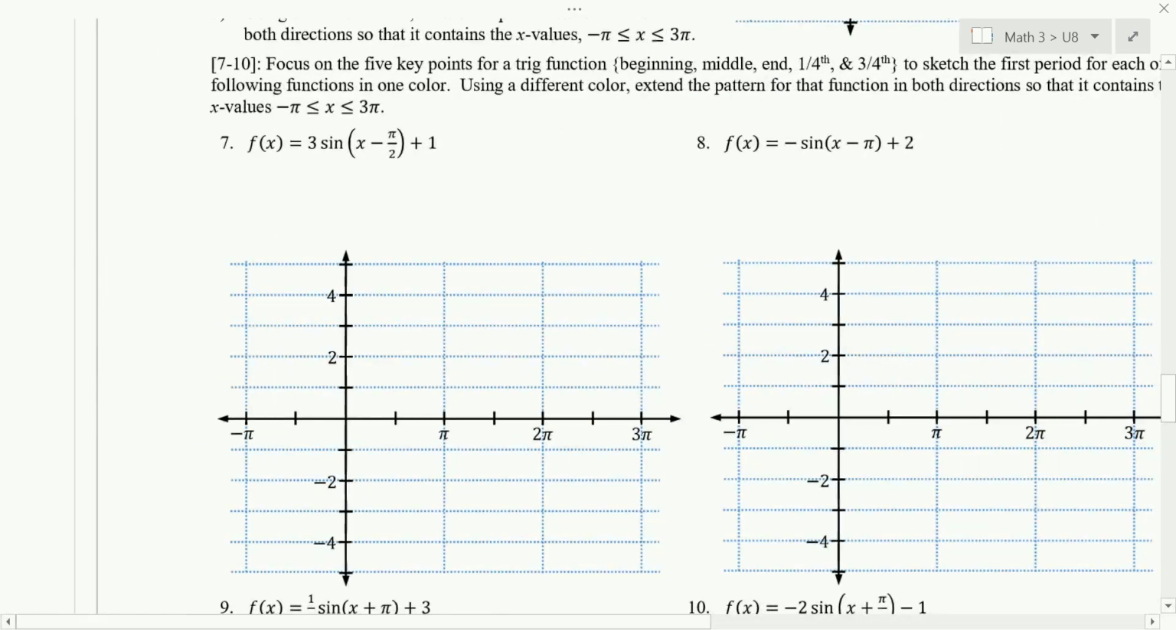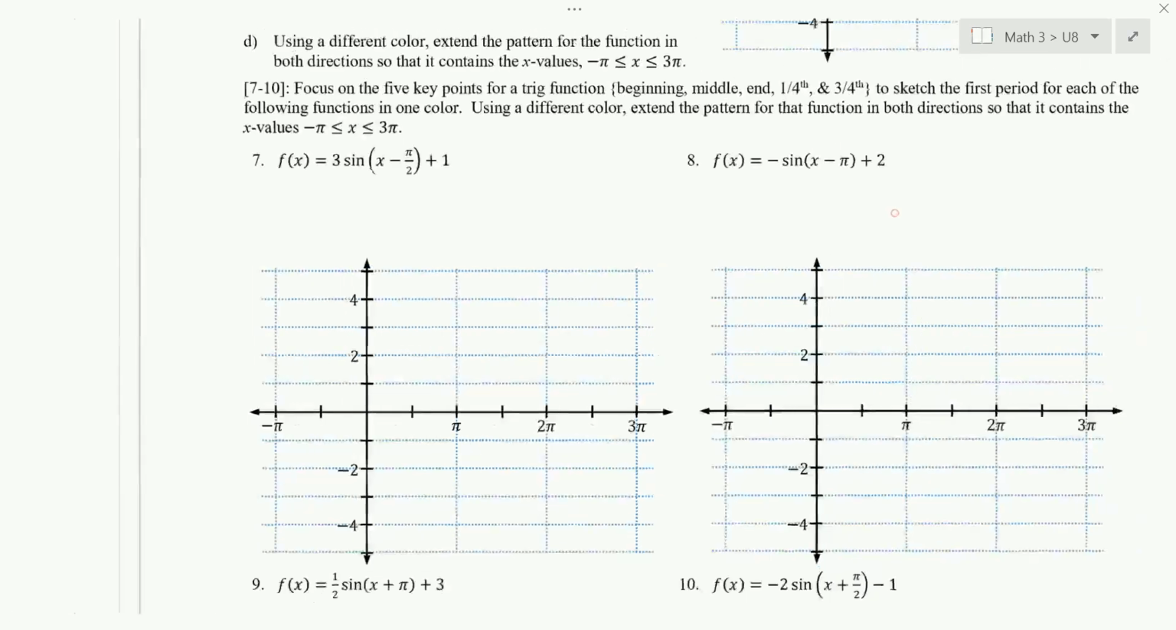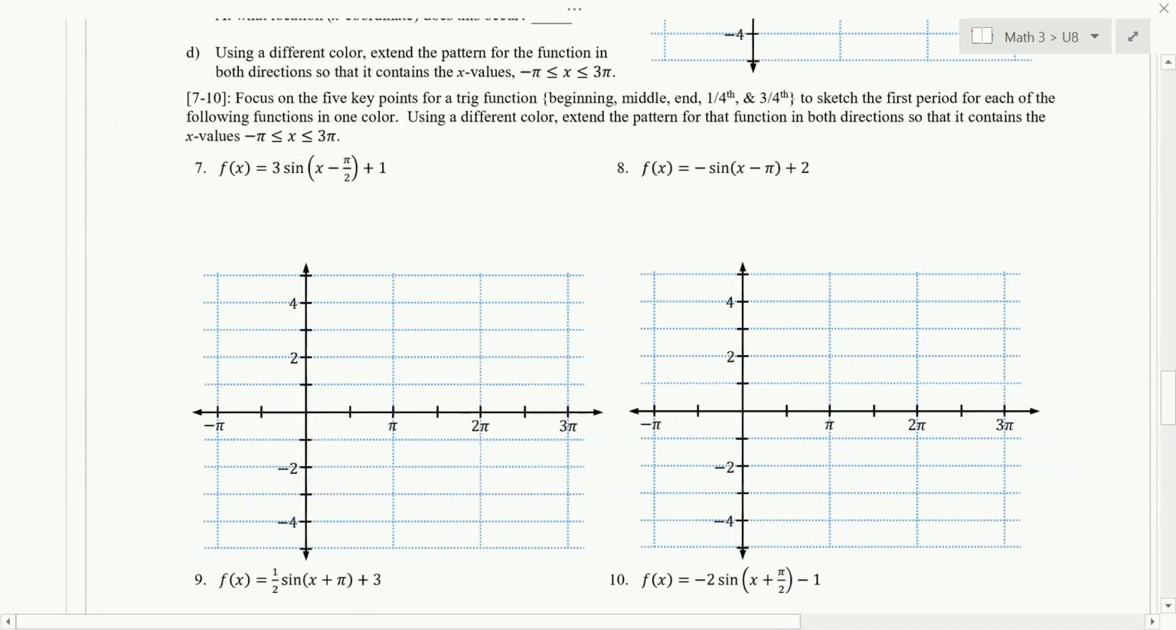So 7, we're asked to focus on the 5 key points for the trig function, to sketch the first period for each of the following functions in one color, and then to use a different color to extend the pattern for that function in both directions so that it contains the x values between negative pi and 3 pi.